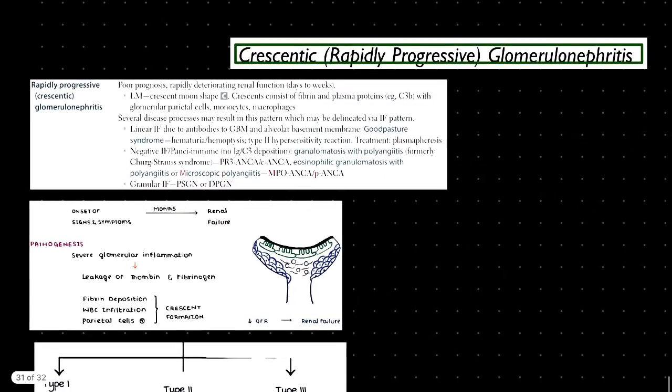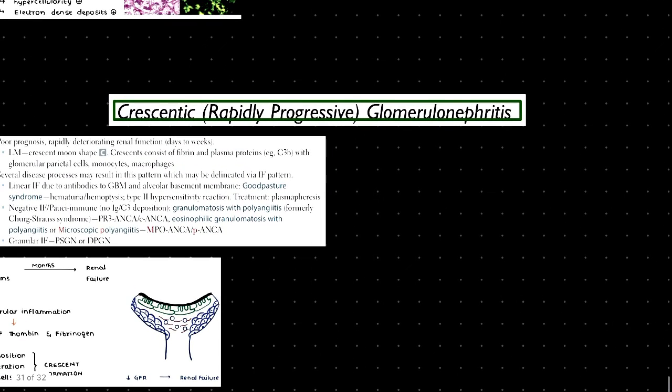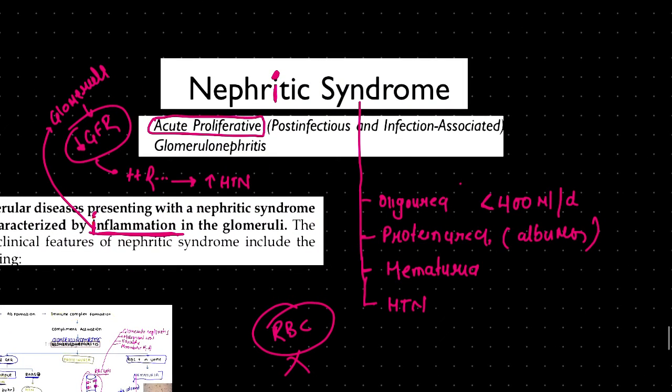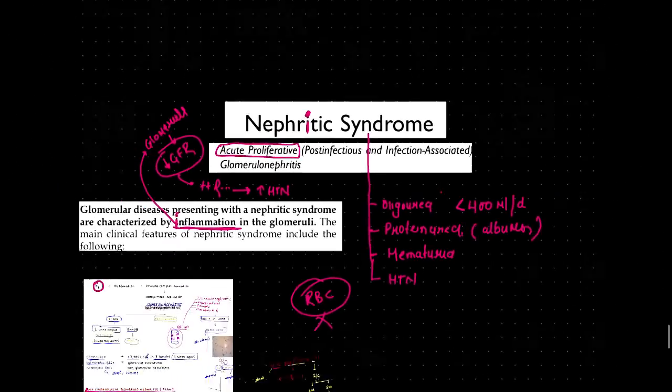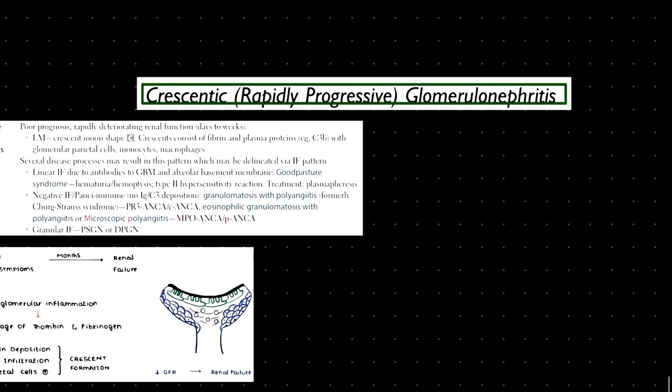Now if you have already watched the video on acute proliferative glomerulonephritis, then it will be easier for you. If this acute proliferative glomerulonephritis persists or worsens, then the result will be crescentic or rapidly progressive glomerulonephritis.